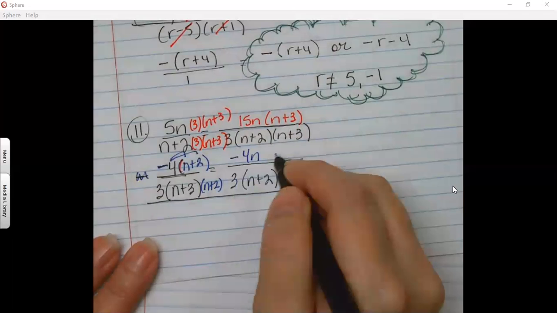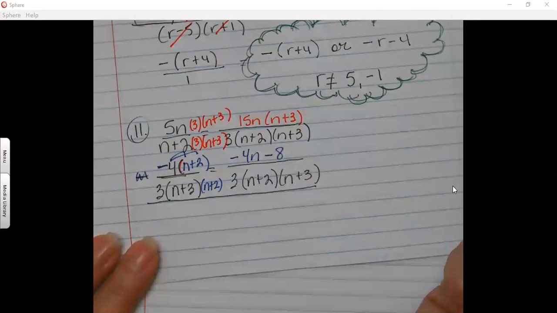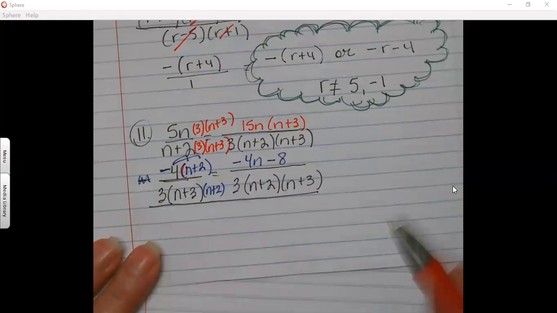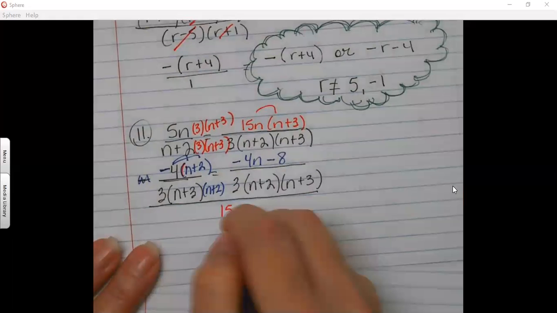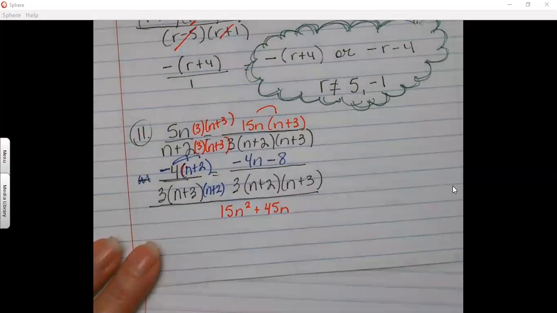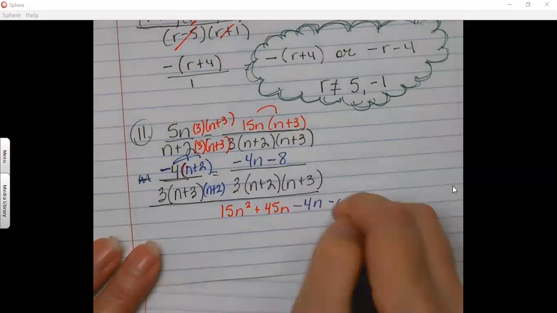Now when I bring what I have written in red down, I am going to go ahead and distribute. So I get 15n squared plus 45n minus 4n minus 8. The denominator, do not multiply all of that out. You might be able to cancel something, so leave it in factored form.